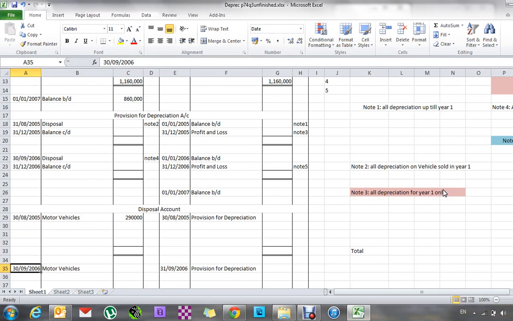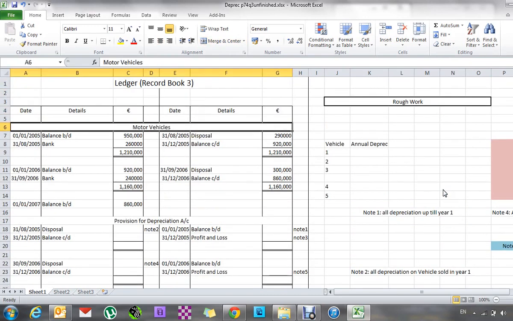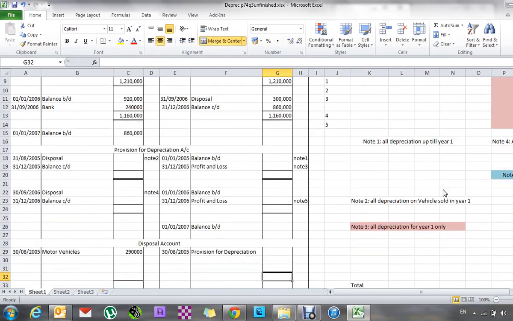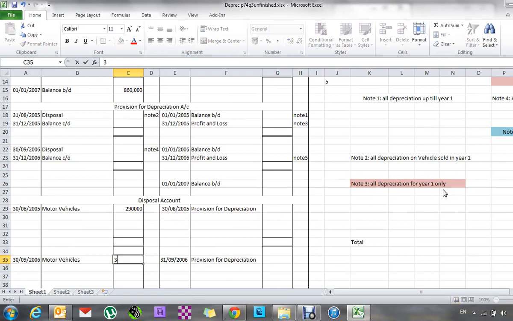Right, so I now am ready to go and put some numbers in here. The motor vehicles for the disposal, I have 290 is the first disposal, and the second disposal is 300. So 290 is put in there, and then the second one is going to be 300, which goes there. Okay, that's as much as I can do to start off with. Next thing I'm going to do is do my rough work, put it into my provision, and I'll be able to finish off my notes. That'll do us for now.